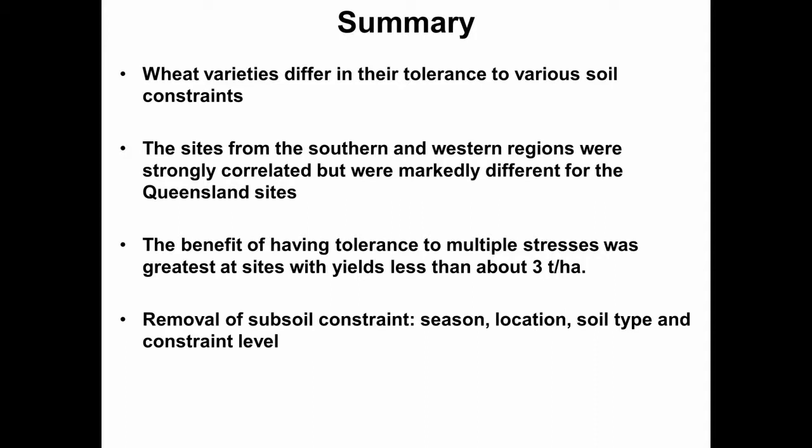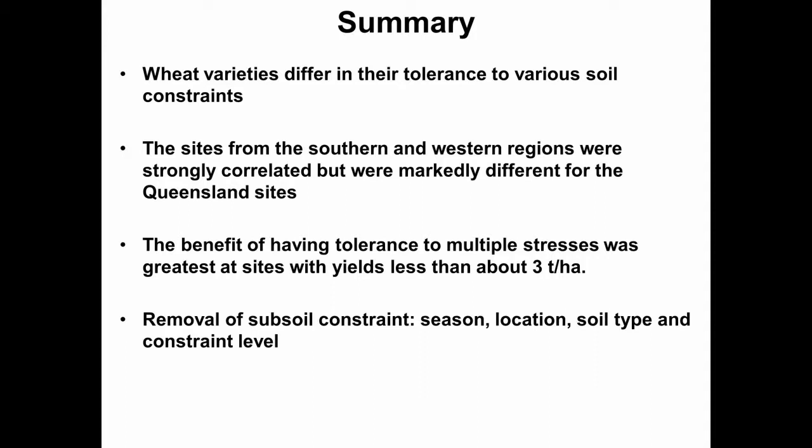In summary, what I wanted to highlight is that wheat varieties are definitely different in their tolerance to various soil constraints, and there is hope that we can use various traits that are driving this tolerance of wheat varieties to multiple stress conditions for producing better varieties. And the sites that we've worked in southern and western regions are strongly correlated with each other, but there were differences with the Queensland sites.